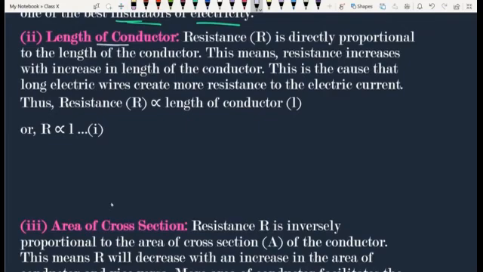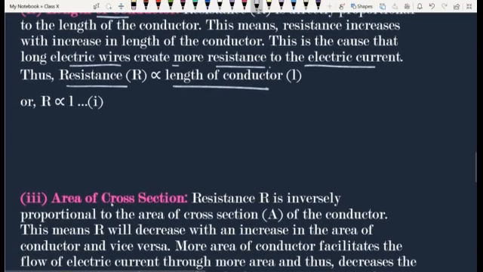Resistance is directly proportional to the length of the conductor. Resistance increases with the increase in length. This is the reason that long electric wires create more resistance to the electric current. A long electric wire creates more resistance.